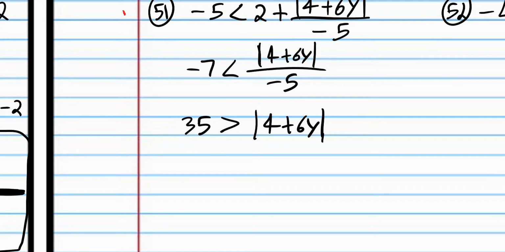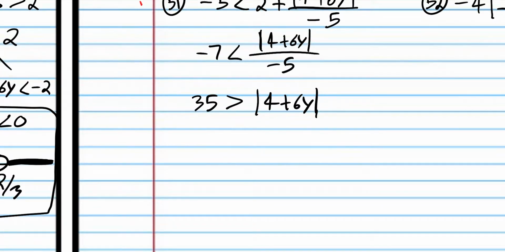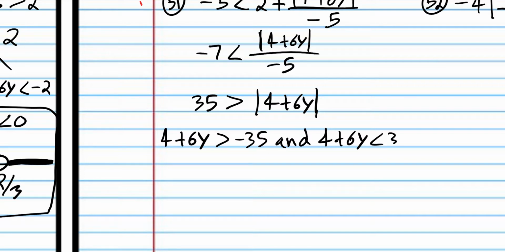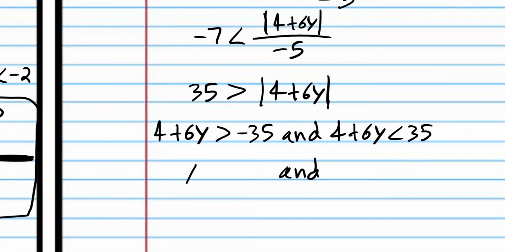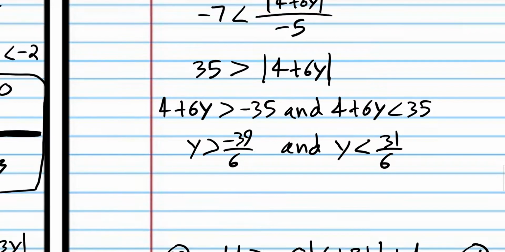So at this point, now we have the situation where the absolute value is less than 35. So that means that 4 plus 6y has to be greater than -35. And again, if you don't remember what to do with this, just look at that screenshot. 4 plus 6y has to be less than +35. So we solve and we get y is greater than -39 over 6, and y is less than 31 over 6.